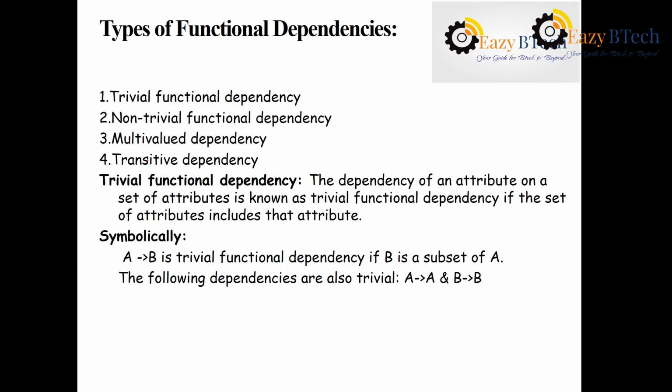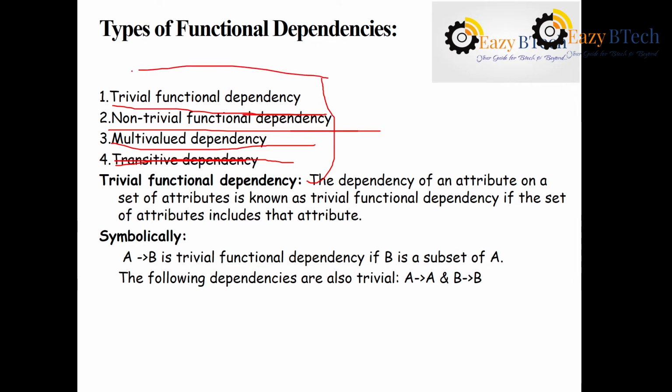What are the types of functional dependency? Very important. At least you'll get a minimum of one question on functional dependency. Please concentrate. Trivial functional dependency, non-trivial functional dependency, multi-value functional dependency, transitive functional dependency. If you understand functional dependencies, then easily around 50% of normalization you can understand. That's why first try to understand the functional dependencies.